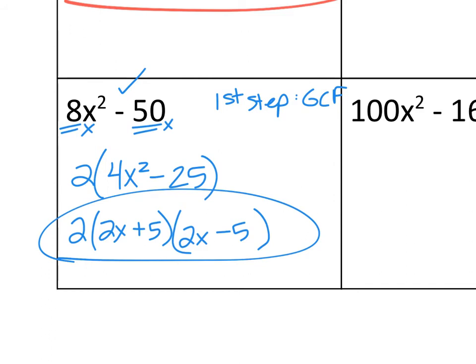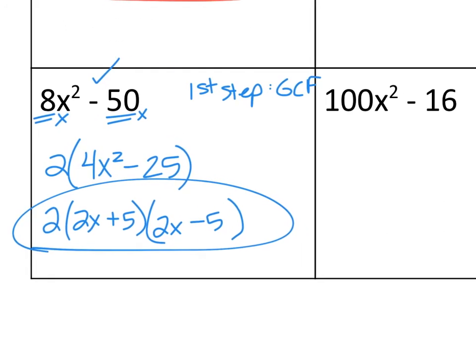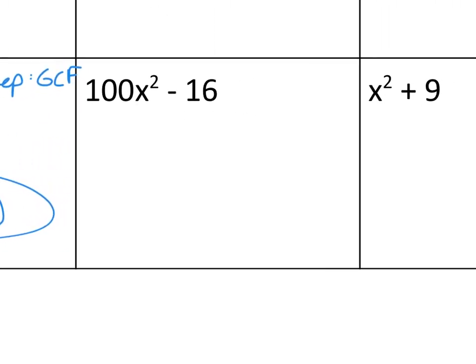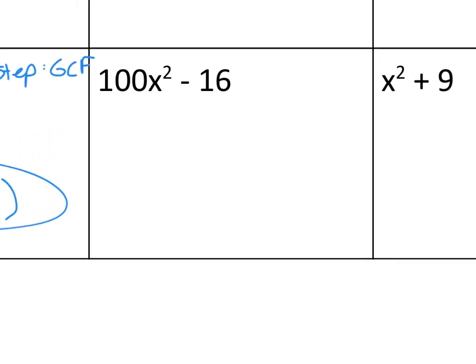Okay, same thing is going to happen on this next one. Now, I'm going to show you this next one as if you didn't realize that. So this next one you might say, oh, that's just a normal problem. 16 and 1, those are both perfect squares. So let's say that you do that, and you do 10x minus 4, 10x plus 4.